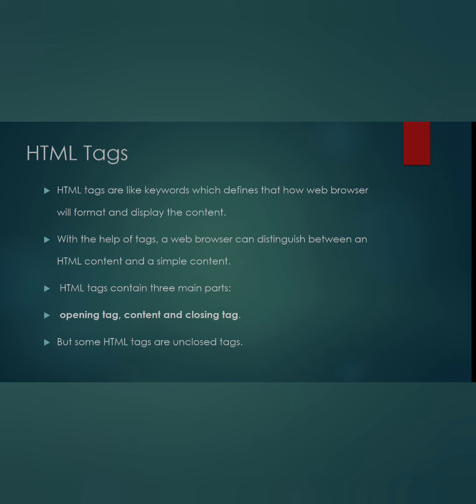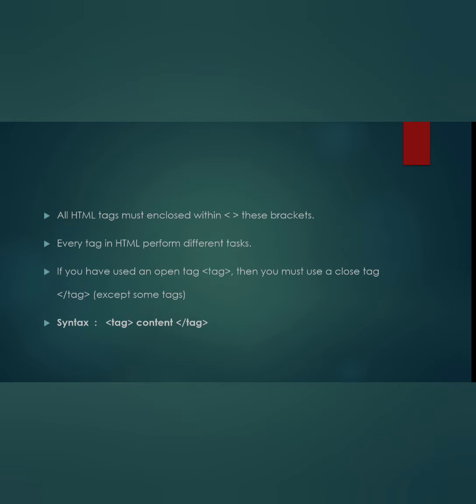HTML contains three parts of the tag. That means the opening tag, first, where we start the program. Next is the content, which is the body of the tag, and then the closing tag. But some HTML tags are unclosed tags. All HTML tags must be enclosed within angle brackets. That means these brackets.